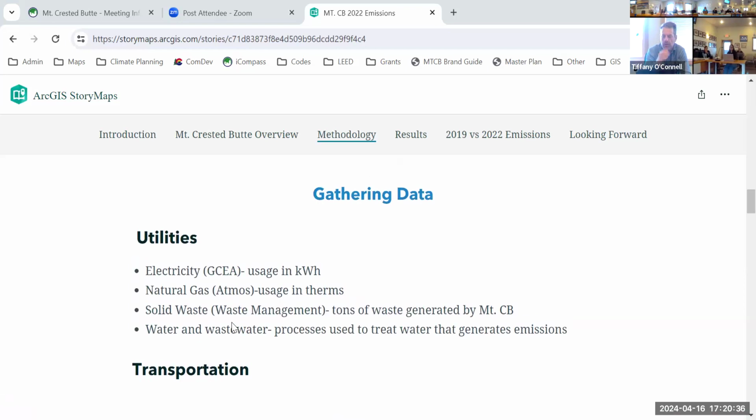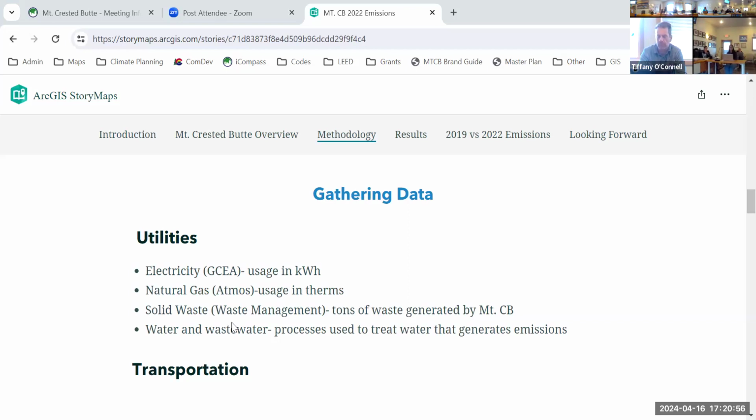And in gathering data, we reached out to our utility providers to get their energy usage data. From GCEA, we got the electricity usage, and from Atmos Energy, we got the natural gas usage in the different units corresponding to those energy sources.